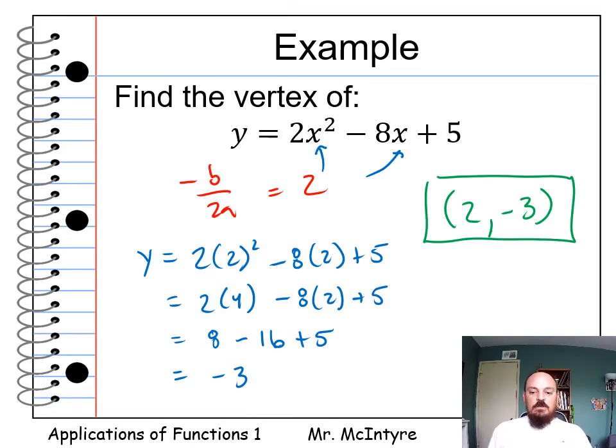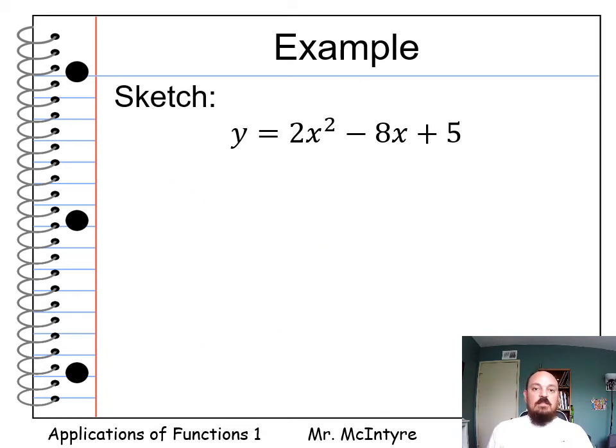All right, so that's how you can find the vertex when it's in standard form. It's a two-step question. Step 1, you do negative b over 2a to find the x part of the vertex. And then step 2, once you get that answer, you plug it back into the equation to get the y part. Now let's take this same example and add one more step to it. Let's sketch it. I'm going to use my work again. We already know that the vertex is (2, negative 3).